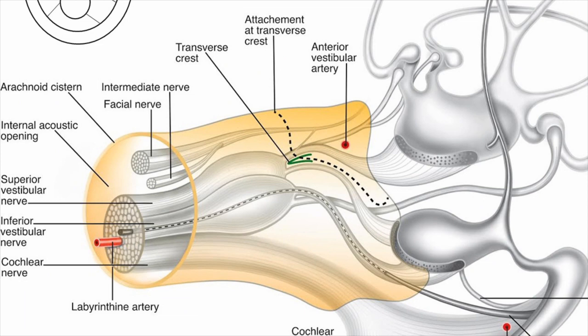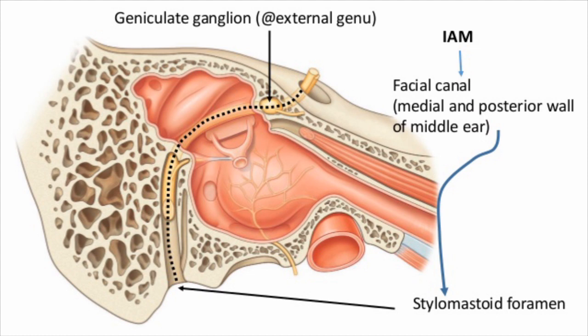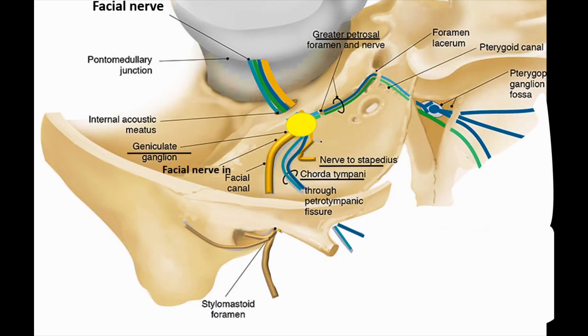Now, from the internal acoustic meatus, the facial nerve will move inside the facial canal, which is represented here as a dotted line. Inside the facial canal, there are three very important events that take place. First of all, the motor and the sensory roots fuse, and the facial nerve continues as a single nerve. Secondly, the nerve swells to form the geniculate ganglion. And third, the nerve gives three branches.